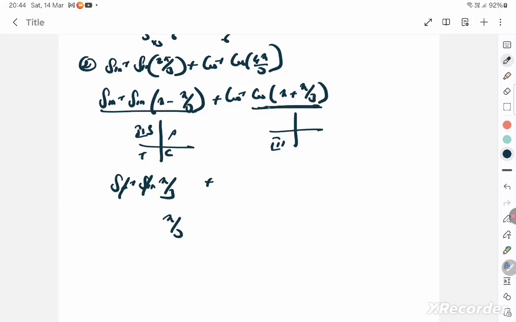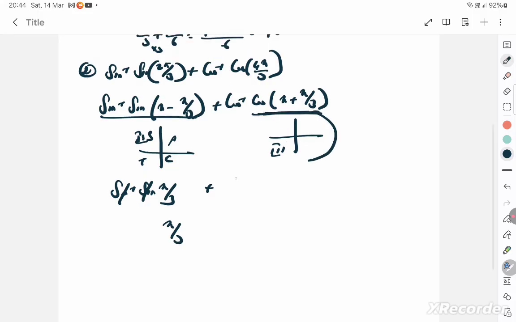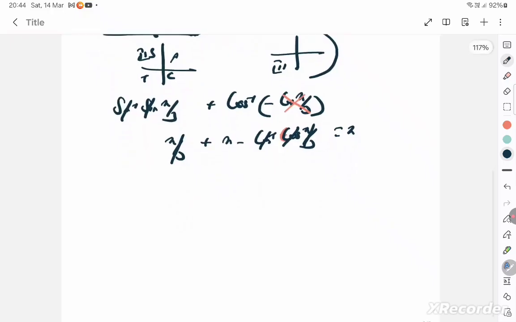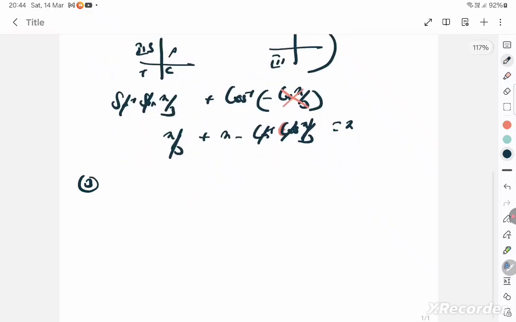Solve the trigonometry part. Keep the inverse trigonometry as it is. It becomes minus cos pi by 3, because in the third quadrant the cos of pi plus pi by 3 will be negative, and this is like cos inverse of minus x, which is pi minus cos inverse of x, and in the place of x you can write cos pi by 3. Cos inverse and cos get cancelled, pi by 3 gets cancelled, hence the answer is pi. Let's go to the third question.